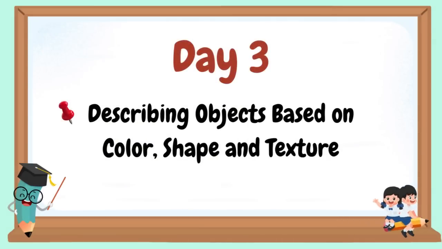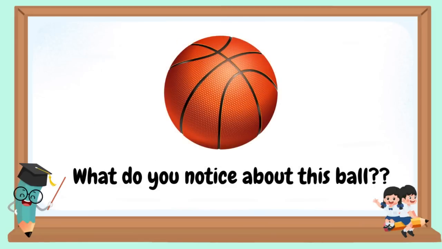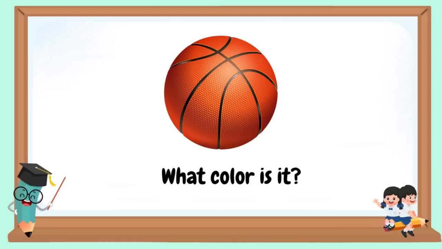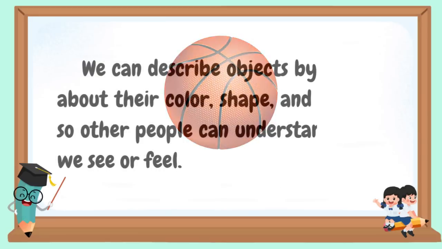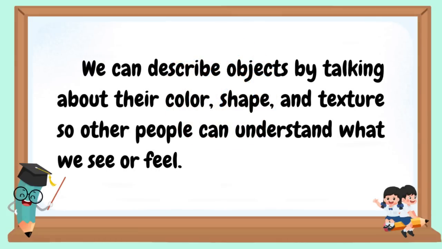Day 3 of our lesson. What do you notice about this ball? What color is it? Is it smooth or rough? We can describe objects by talking about their color, shape, and texture so other people can understand what we see or feel.